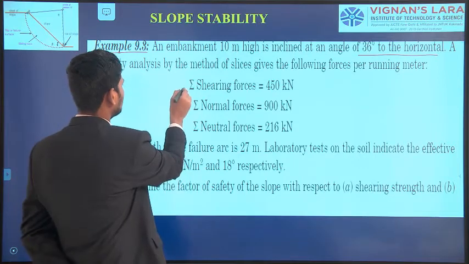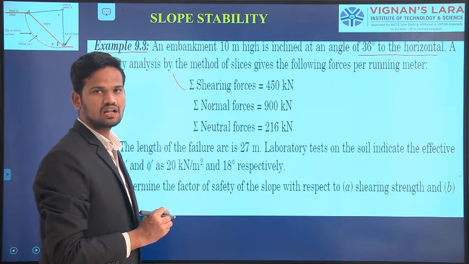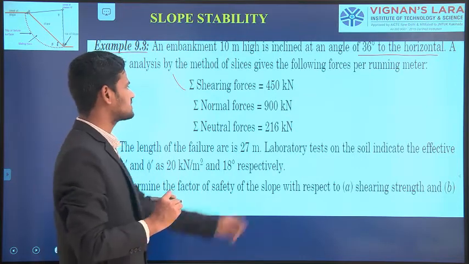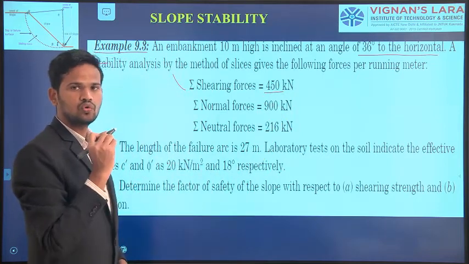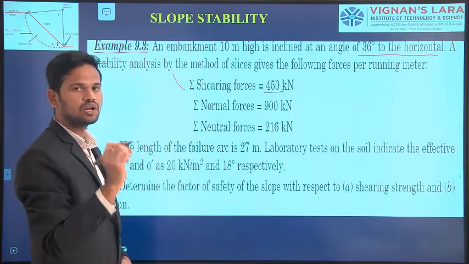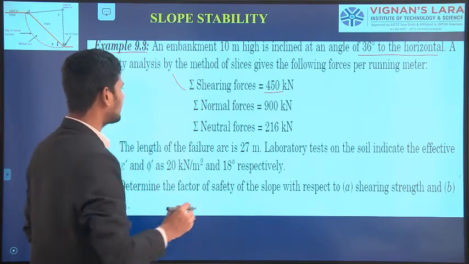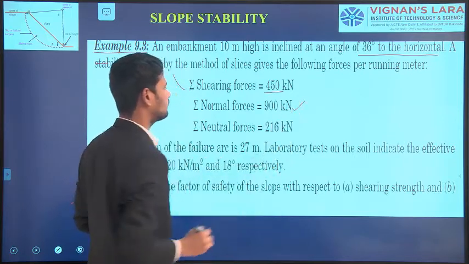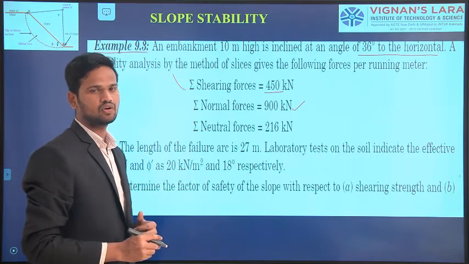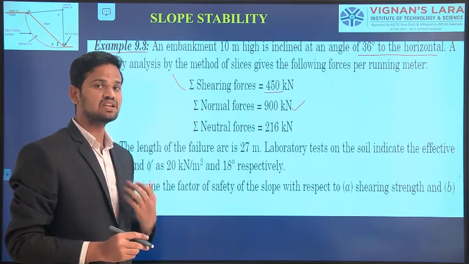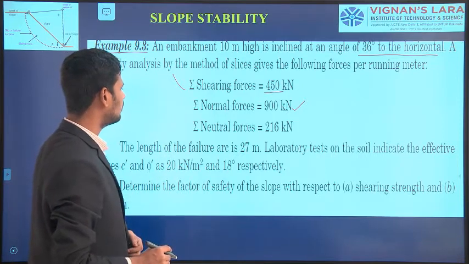Again, if you observe here, they have given in the problem itself the shearing force acting on the soil mass as 450 kN. That means this is the force that is trying to fail the slope. Again, the normal force is given in the problem itself as 900 kN. This normal force is the resistance force to the sliding forces.